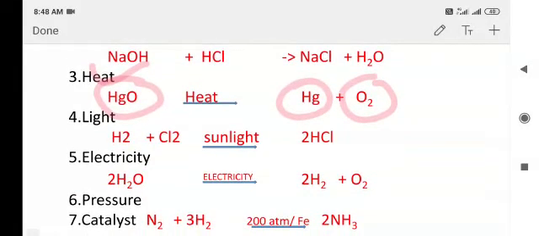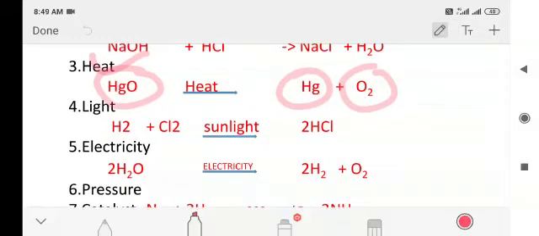And the same way, the fourth condition says that sunlight is required for some of the reactions. Here is a reaction between hydrogen and chlorine. Hydrogen reacts with chlorine and forms HCl. You must have heard about photosynthesis, the best example for the use of sunlight. Photosynthesis takes place only if sunlight is present. So sunlight is required for a good number of reactions.